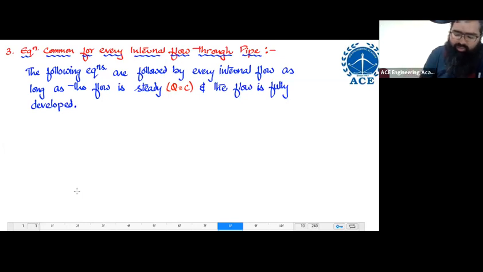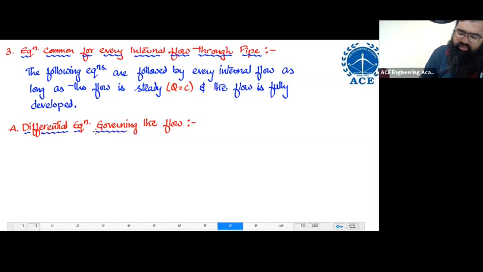Now we are going to see some equations over here. Under third point, I'm having some equations. First equation over here is the differential equation governing the flow. What is the equation governing our flow? We are going to see over here. Very lengthy derivation is there, not required for you.